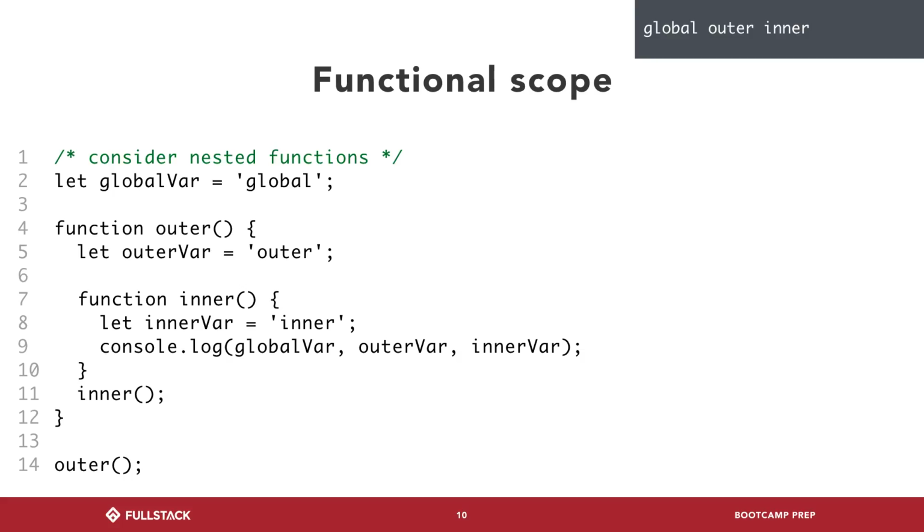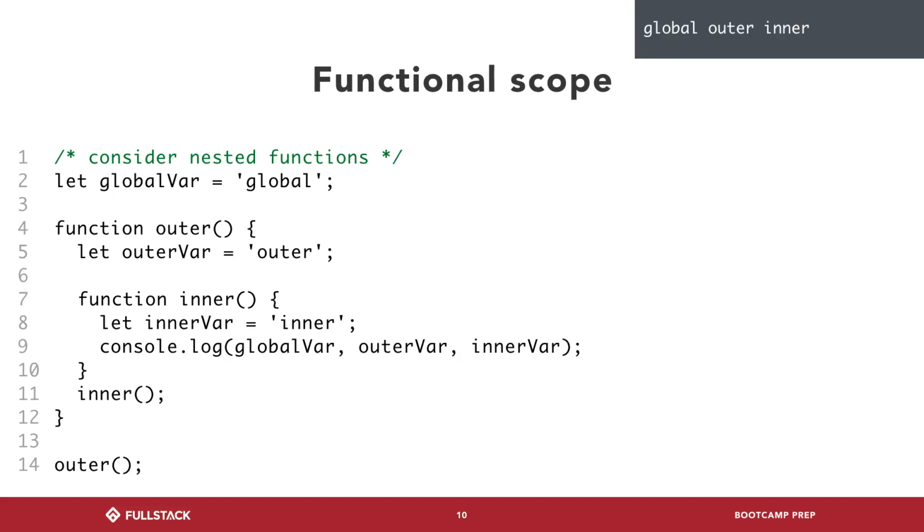Okay, so we have a global var, we have an outer var. Notice how we declared the outer function here, but we run it on line 14. Notice how we declared the inner function here, but we run inner on line 11. Once again, a function is not run just by being declared. A function is run when it's actually being invoked, and you can tell the invocation from the open and closed parentheses. So we have a global var called global, outer var called outer, inner var called inner.